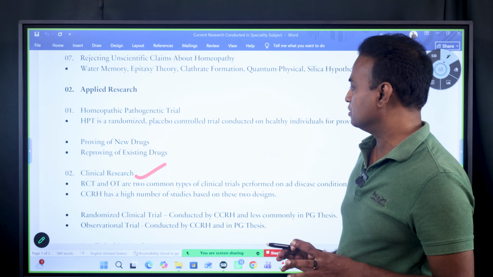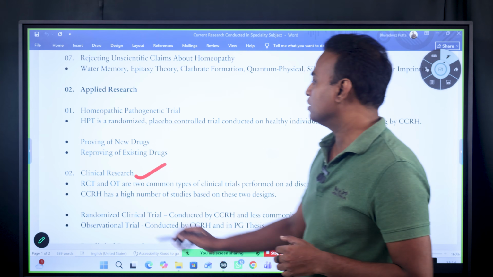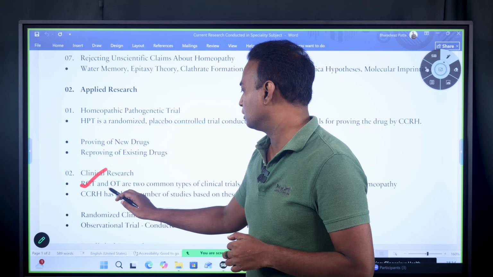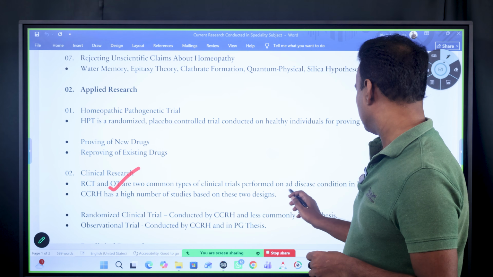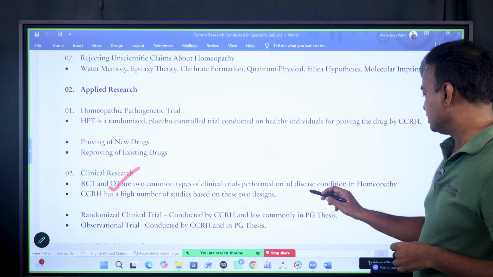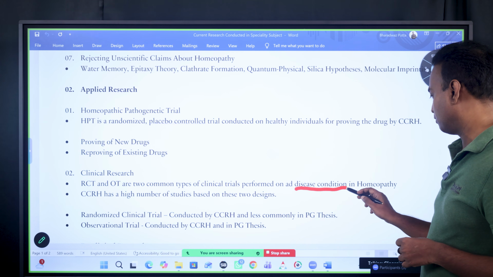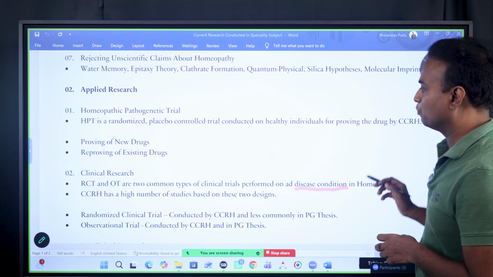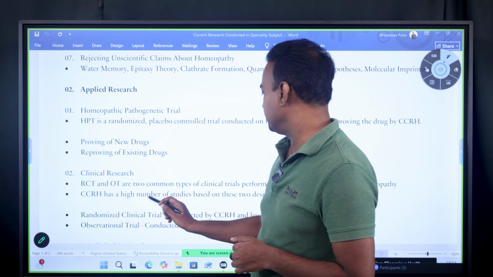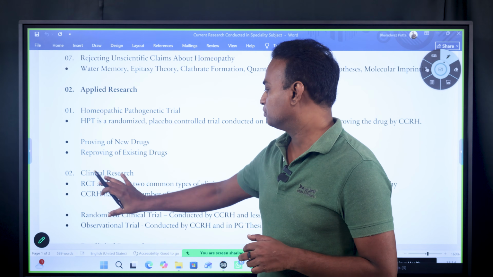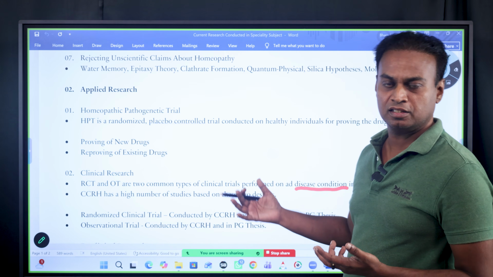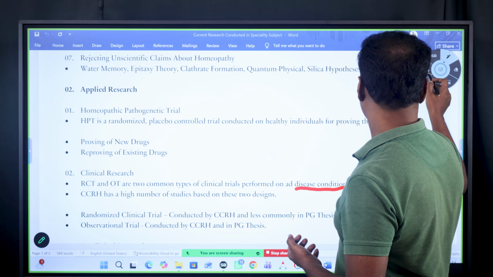In clinical research, there are a lot of things happening. One is RCT and the other is observational trials. These are the two common trials performed on the diseased condition in homeopathy. So CCRH has a high number of studies based on these two designs, RCT and observational trials. We can see many clinical trials that are being conducted by CCRH.